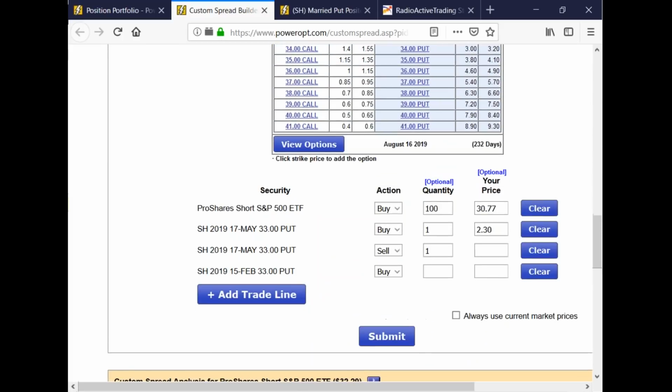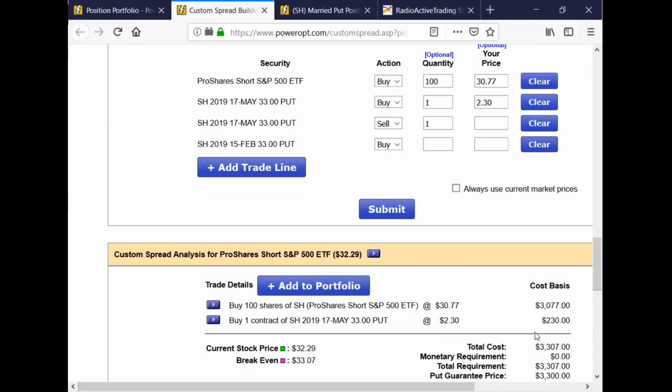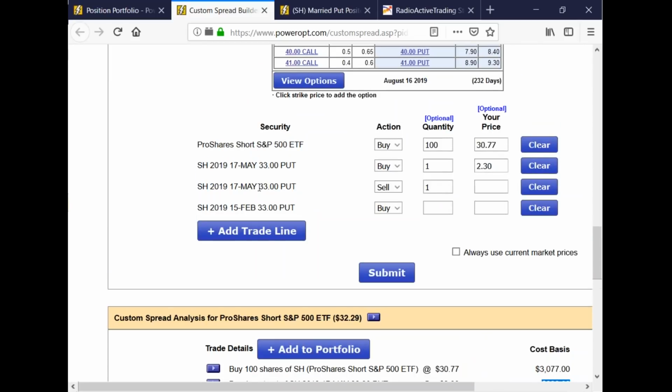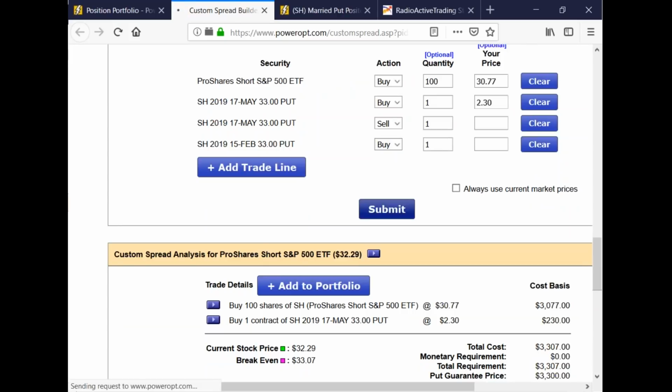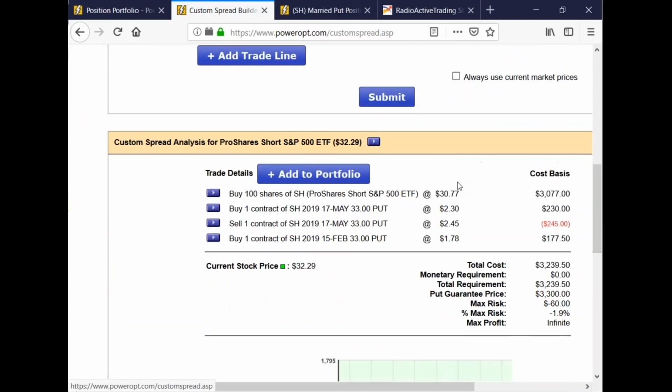So in my cost basis for this entire trade, 33.07, that's already factoring in the stock plus the cost of my initial put. Selling my existing put for 245 and buying a new put around 180 actually is going to lower my cost basis but keep the same insurance for a shorter period of time. Is that a fair trade-off?